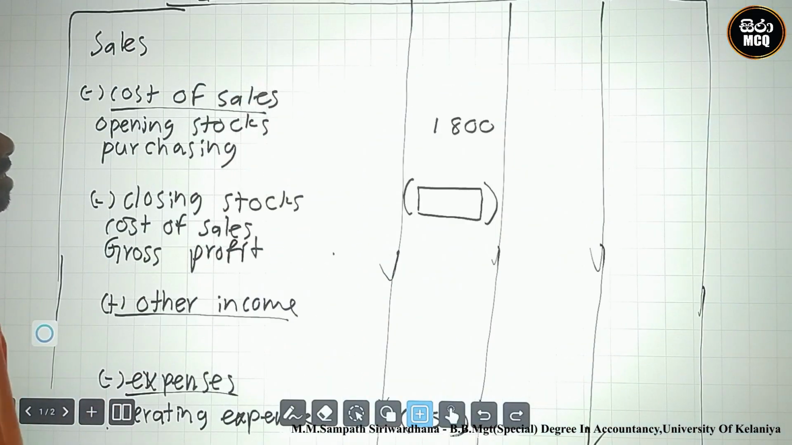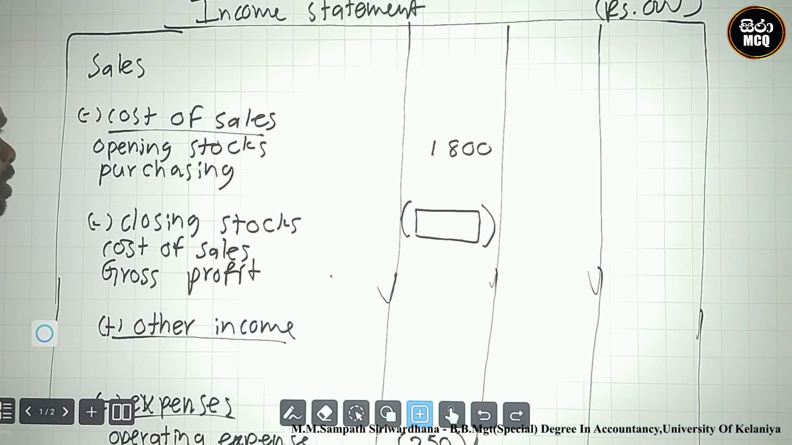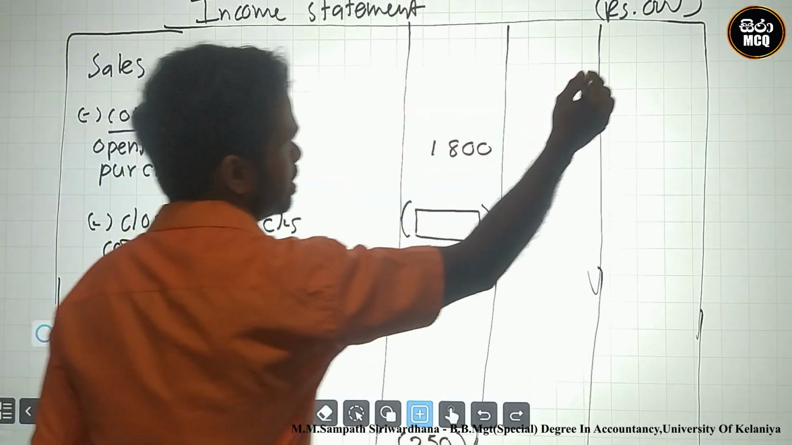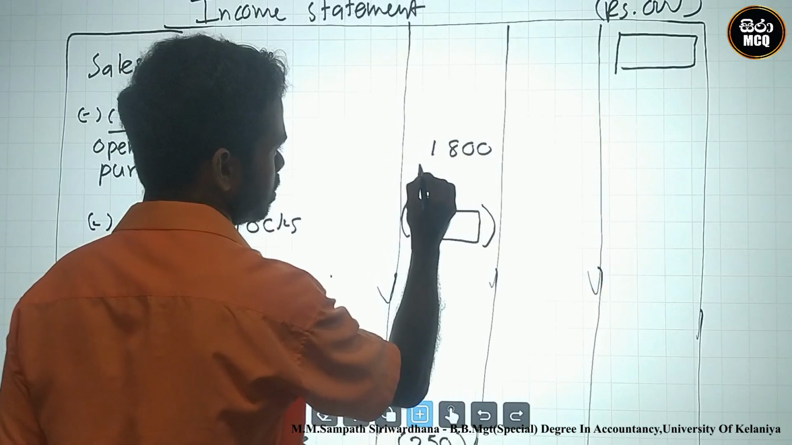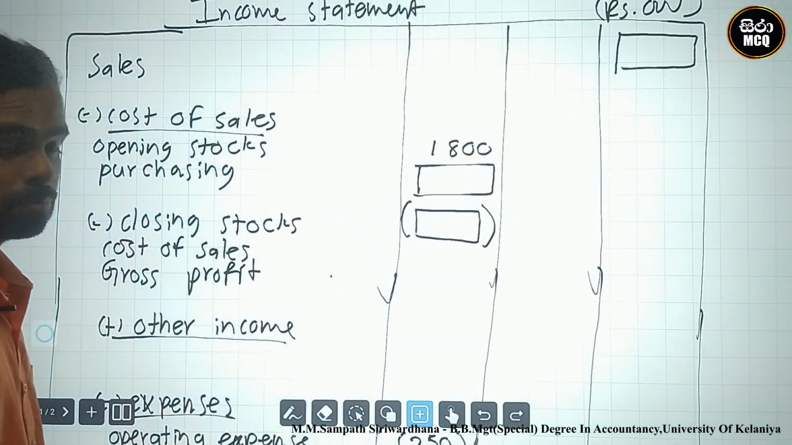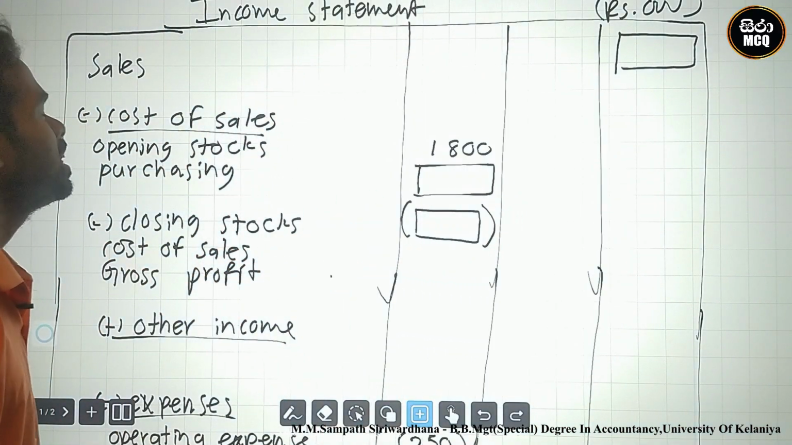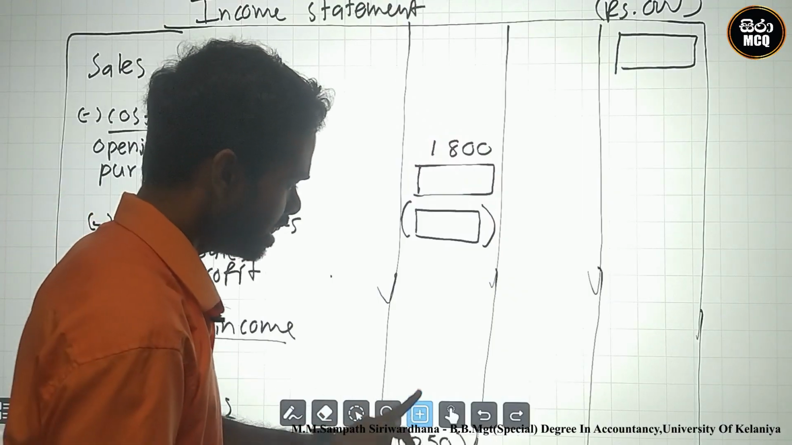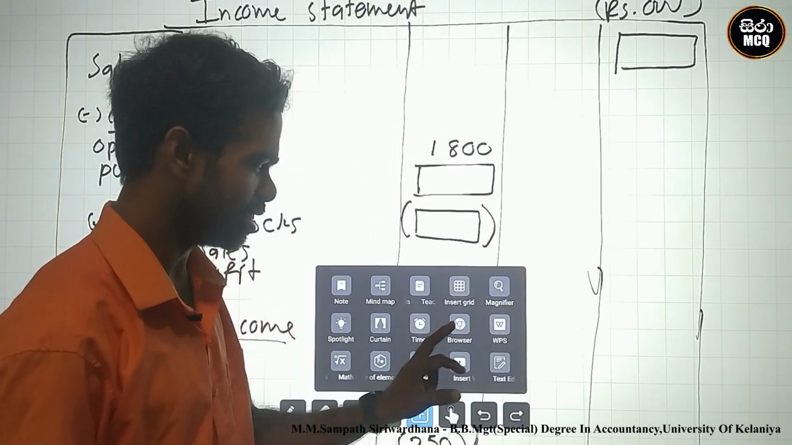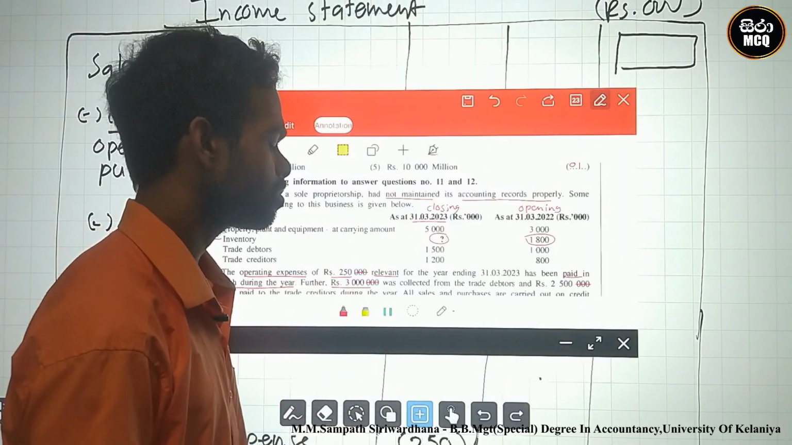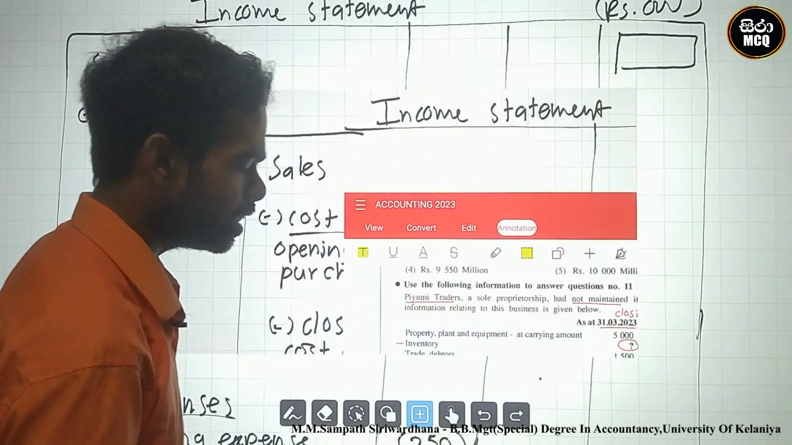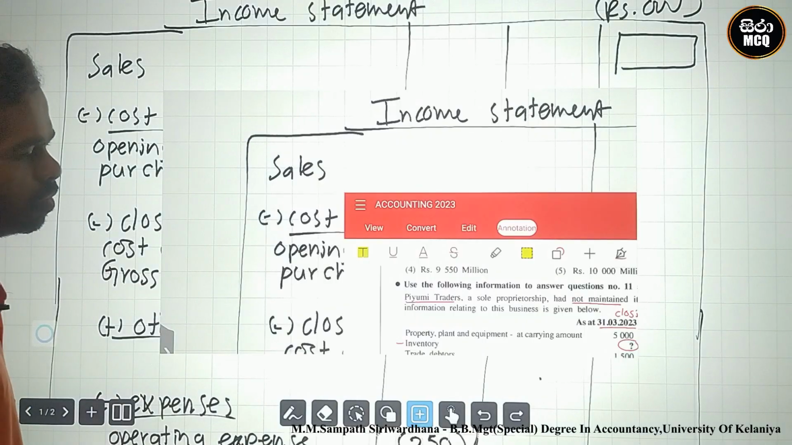This is the expense there, and opening stocks there. How can we find the sales and purchasing? This is the major point. How can we find the sales? Firstly, I find the sales. Look here.